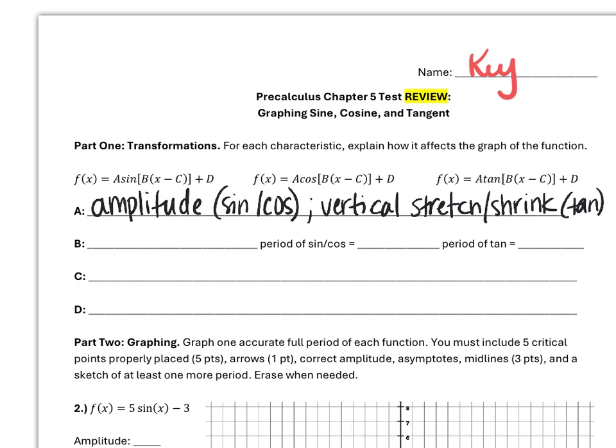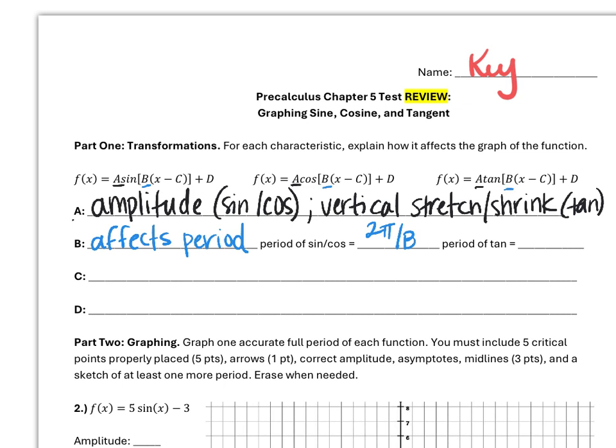So the A value, for each of these, the A is always the coefficient of your function. For sine and cosine, it represents our amplitude, which is the distance from the midline to the top or the bottom, to the highest or lowest point. And for tangent, A represents the vertical stretch or shrink. So where those two side points on either side of the center of tangent, how far they go up or down from the midline.